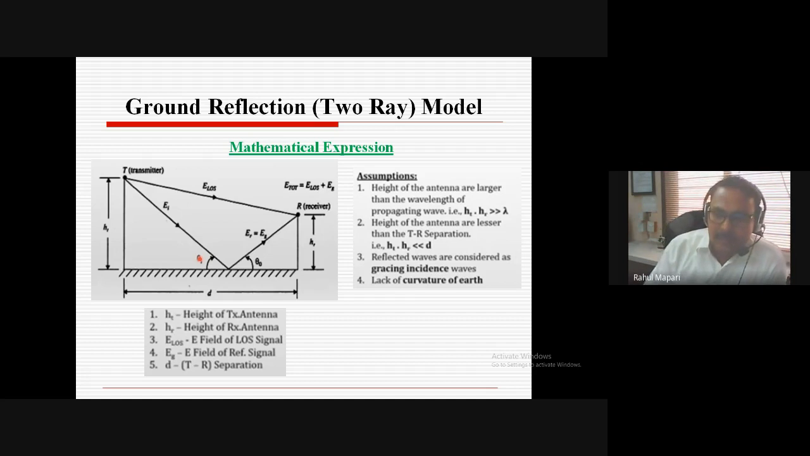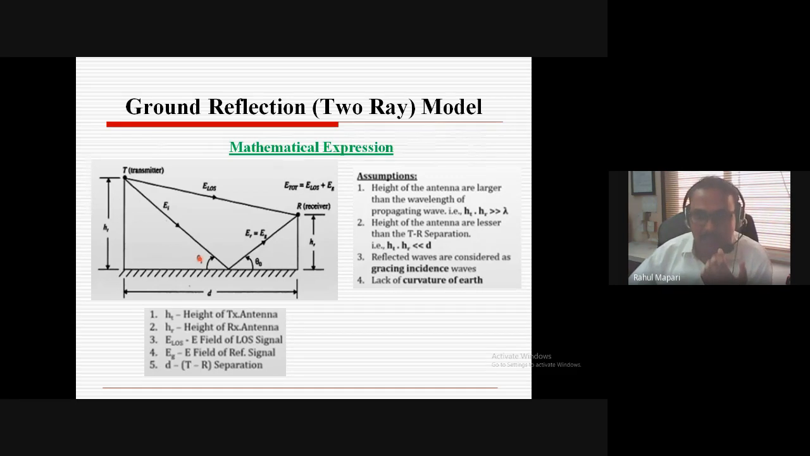Okay. Here some assumptions or some conditions are there. Which are the conditions? Height of antennas are larger than the wavelength of the propagating wave. So we know wavelength is denoted by lambda, and the height of the antennas is HT into HR. So the condition is that HT into HR should be very, very large compared to the wavelength. Second condition is that height of antennas are lesser than the separation distance. Small d, keep in mind, is the distance between transmitter and receiver. So this distance should be very, very large as compared to the height of antennas. So HT into HR is less than d. These are some important assumptions or conditions in the ground reflection model. How we use them in further equations, that we will see.